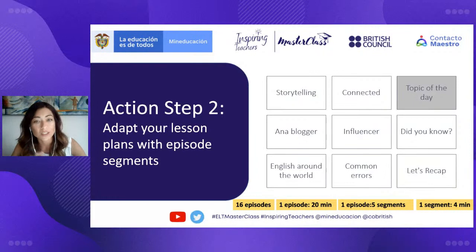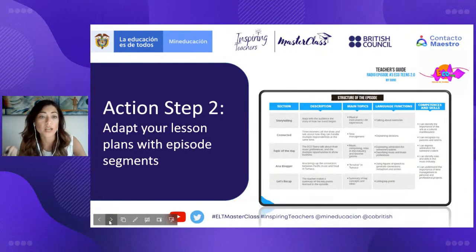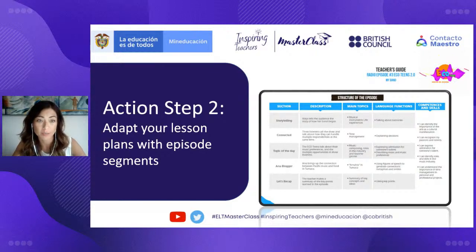Again, go check the teacher's guide where you can see what each of these segments is focusing on in terms of language and in terms of skills. Here, for example, you can see the structure. In the episode that we used today, there are 5 segments. You can see them there. You can see a short description, also the different skills that can be developed through the use of this episode, and the language that we would like to focus on as well. And this is in the teacher's guide.